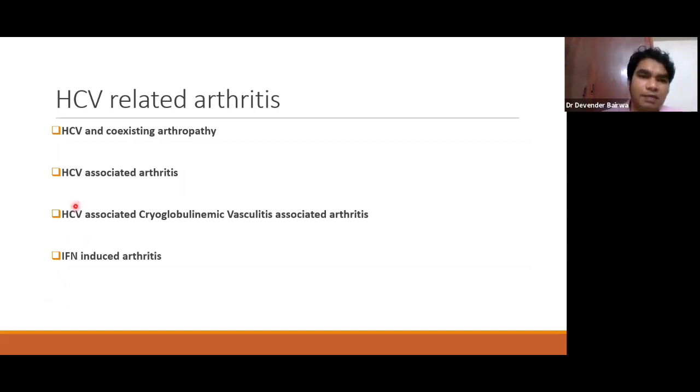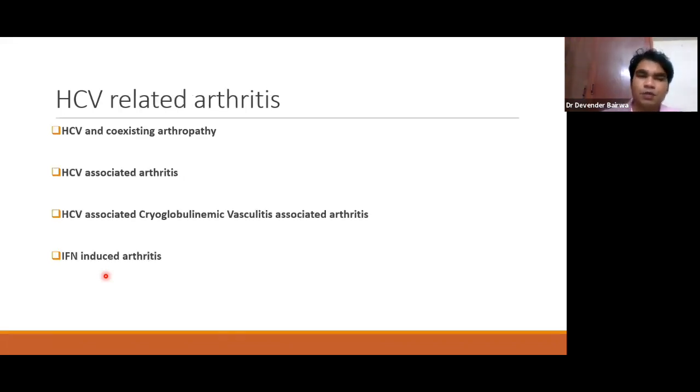Coming to hepatitis C related arthritis, hepatitis C patients can have arthritis in four different forms. Either there can be hepatitis C virus infection with a coexisting arthropathy, or a true hepatitis C virus associated arthritis, or hepatitis C virus associated vasculitis with arthritis, or arthritis secondary to interferon therapy. Earlier when they used to give interferon, there used to be so much fever, joint pain, bone pain and body pain. Nowadays, people are not using interferon for hepatitis C, but interferon was also a common cause of arthritis in these patients.